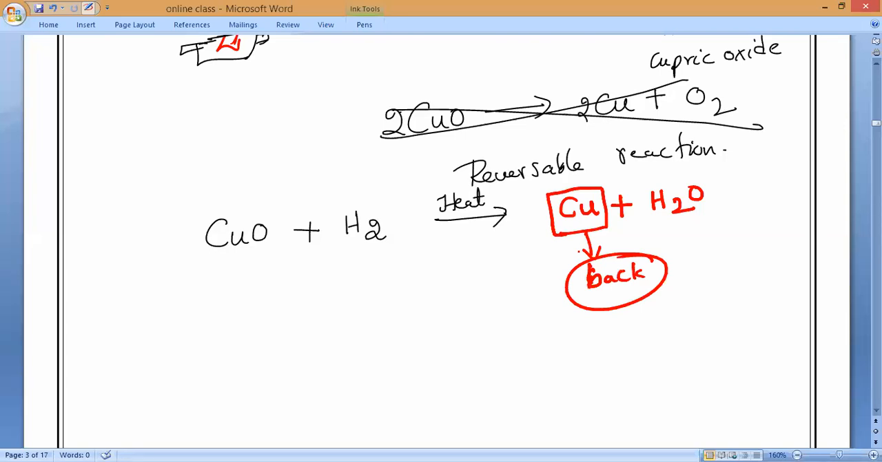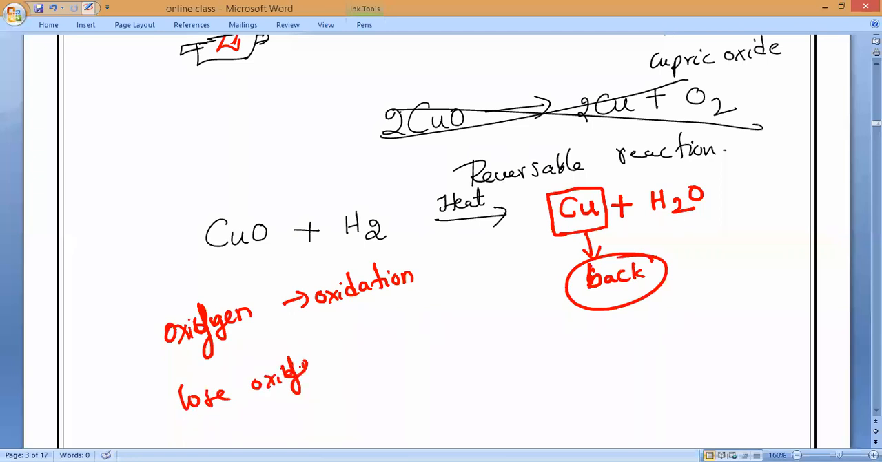So if you'll notice here, if a substance gains oxygen during this reaction, then it is said to be what? Oxygen is gained. So what do we call that, guys? It is called an oxidation reaction. Understand? In the same way, if a substance loses oxygen, then what do we call it? Reduction, we used to say.